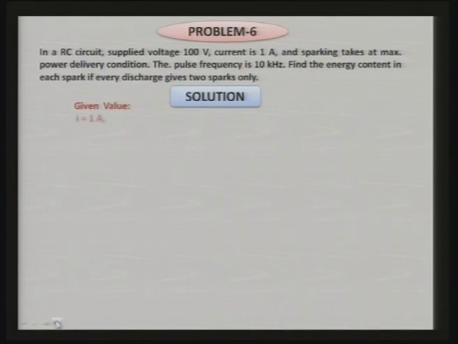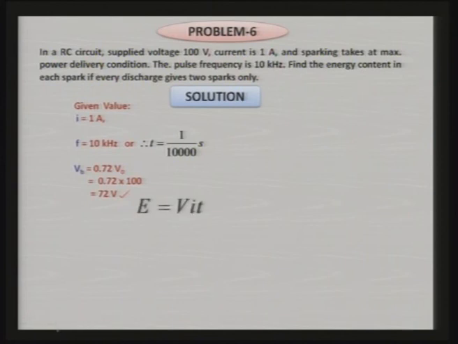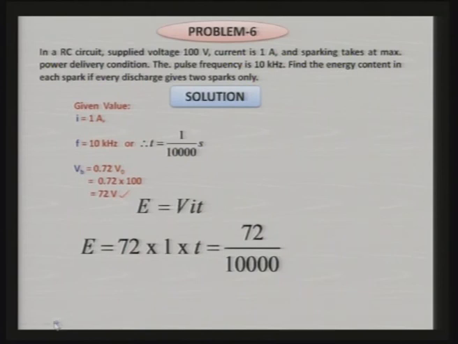The given data are as follows: current is 1 ampere, frequency is 10 kilohertz, so the cycle time becomes 1 over 10,000 seconds. Voltage V becomes 0.72 of V0, that is 100 volts given there, so it becomes 72 volts, and we know energy is given by VIT. V is the voltage, I is the current, T is the time. Substituting the values of V, I and T, you get 72 upon 10,000.